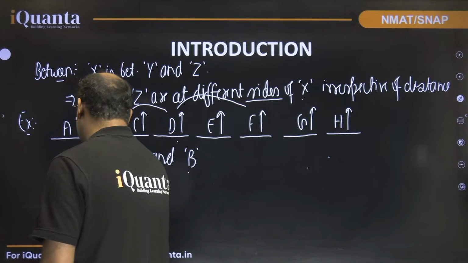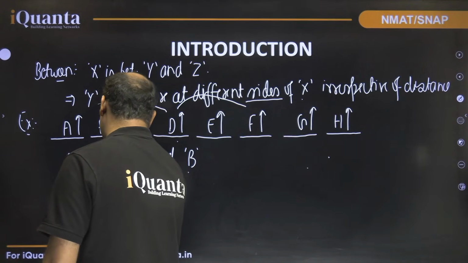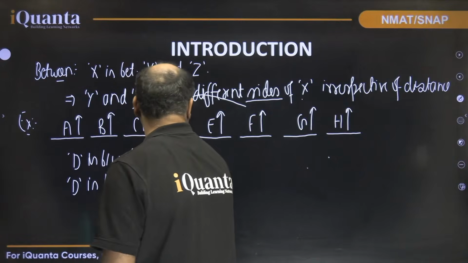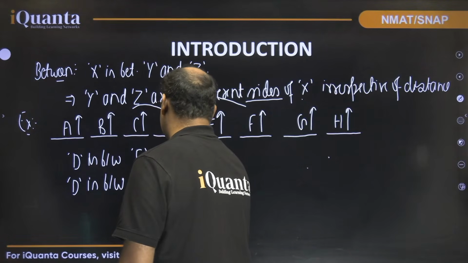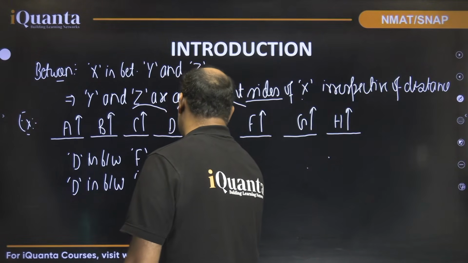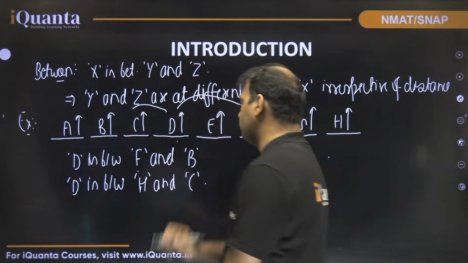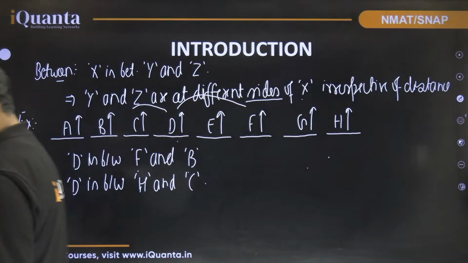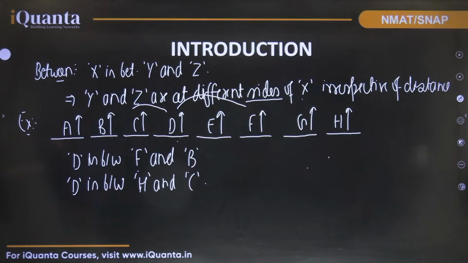Okay, let me take one more example. Let's say, guys, they are saying D is between H and C. Now guys, what do you think? Is this correct or wrong? Everyone, is this correct or wrong? What do you say? This is also correct. Yes.